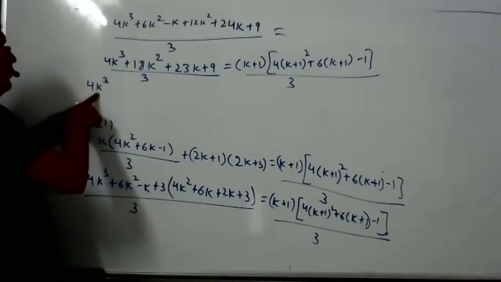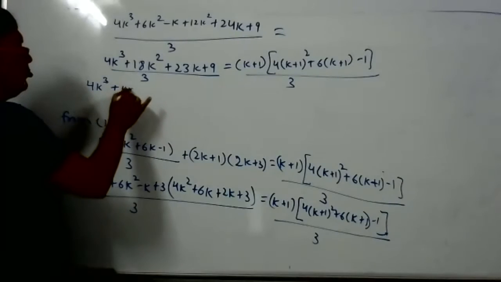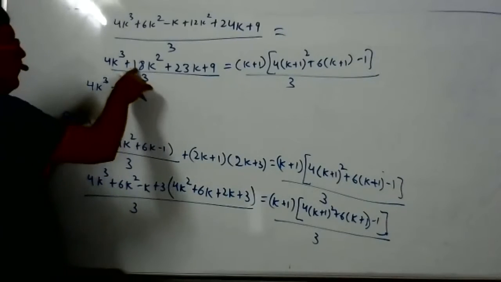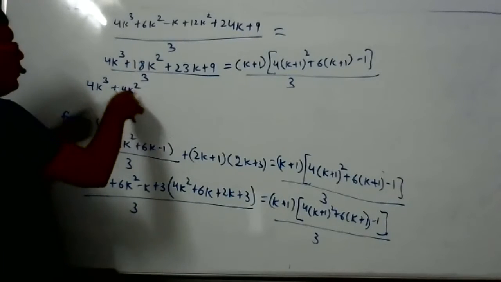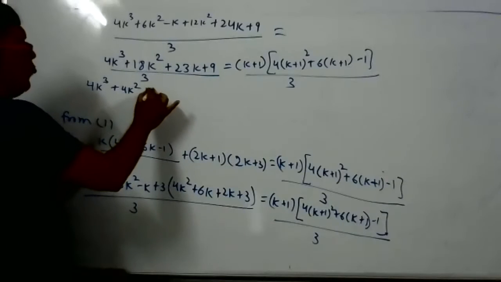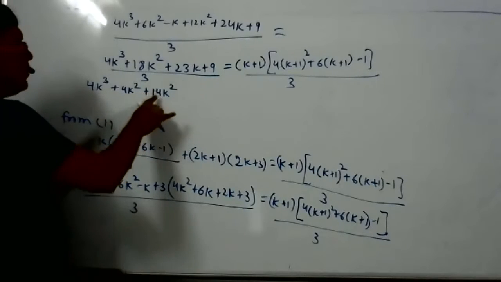18k square. But what am I supposed to write? 4k cube. 4k cube is there. Second term, I purposely write 4k square only. Then out of 18k square, I wrote 4k square. So how much is left? 14k square. Now the next term is 14k square.